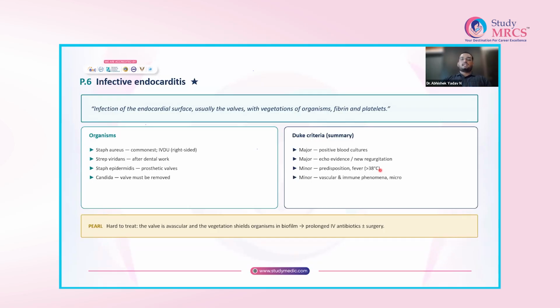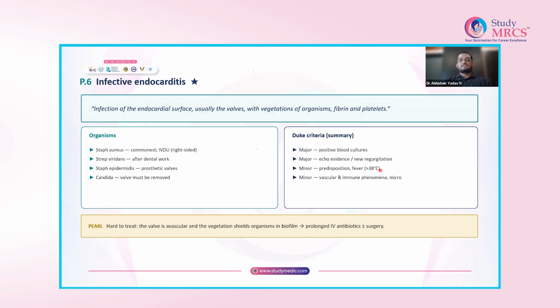Coming to infective endocarditis. How to define infective endocarditis: it's the inflammation of the endocardial surface of the heart involving the valves. Okay, and that's called endocarditis. If it is because of an infection by certain organisms, then it's called infective endocarditis, which involves the valves and there is a vegetation of organisms, fibrin and platelets.